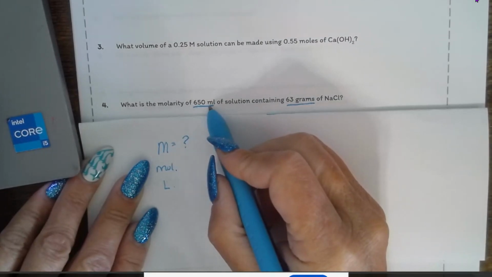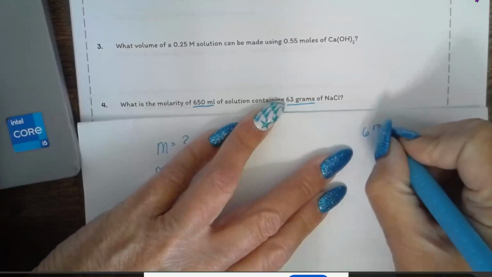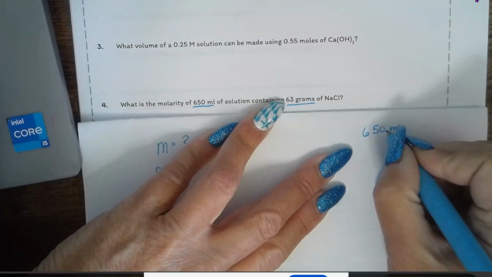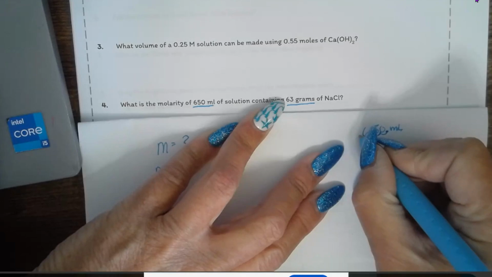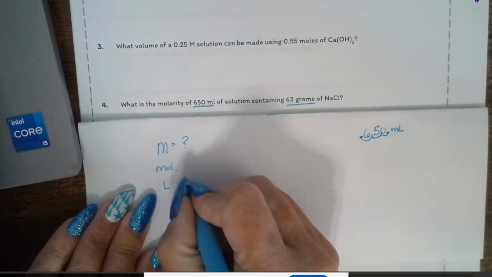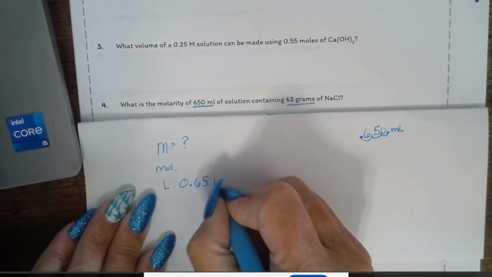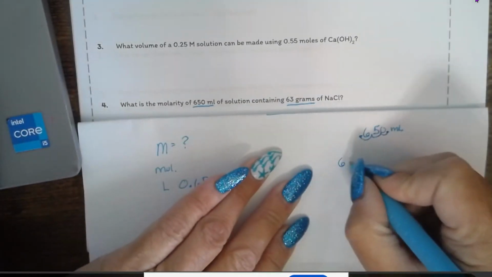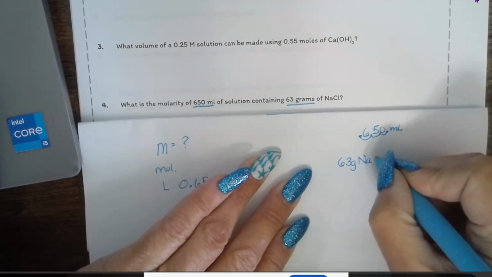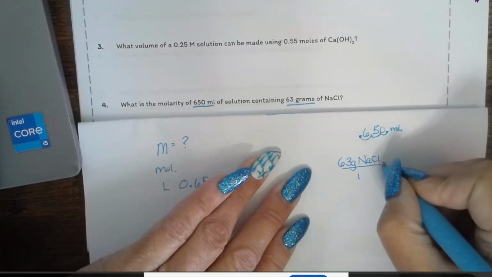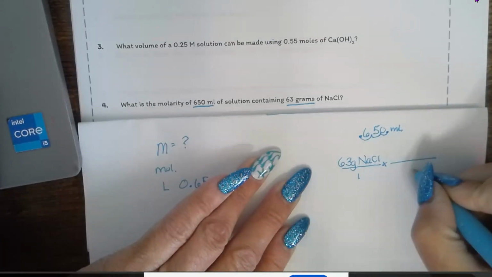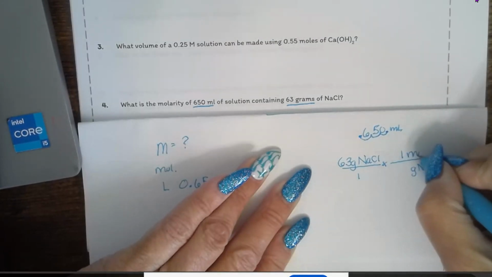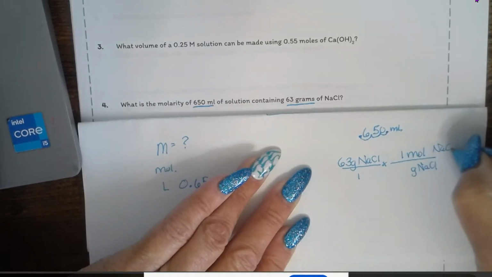So to get liters, I have 650 milliliters. To convert that to liters, I'm going to move my decimal 1, 2, 3 places. So my liters is going to be 0.65 liters. And then I have grams. So this is where we have to think about the molar mass. I've got 63 grams of sodium chloride. If I want to convert to moles, grams of sodium chloride is going to go on the bottom, 1 mole of sodium chloride is going to go on the top.